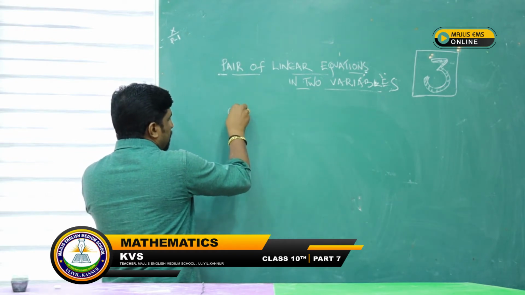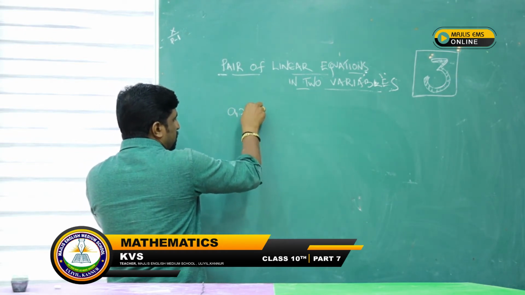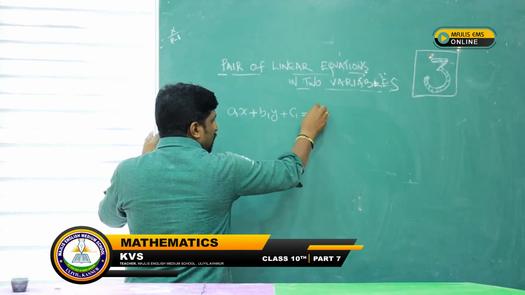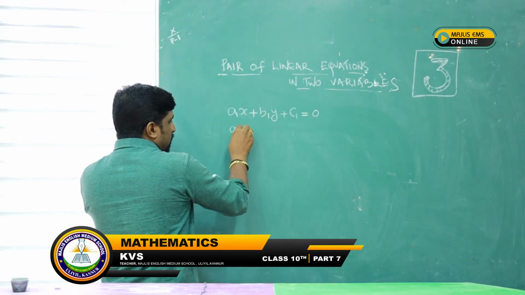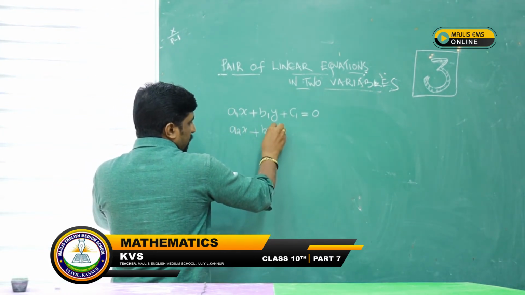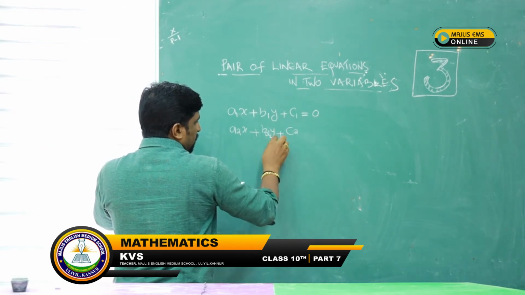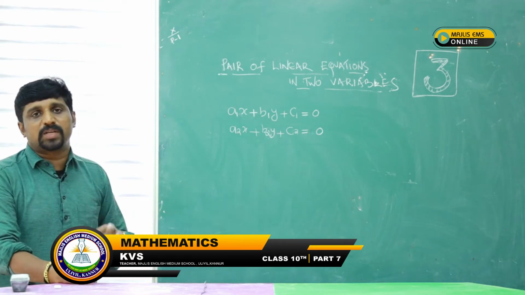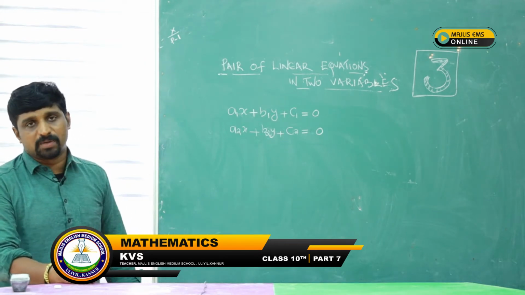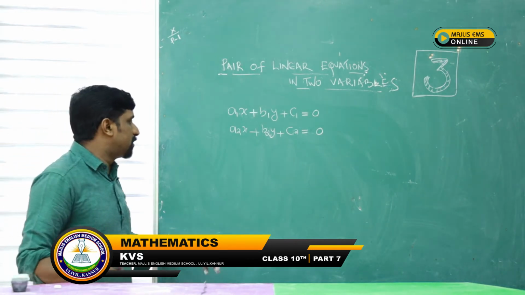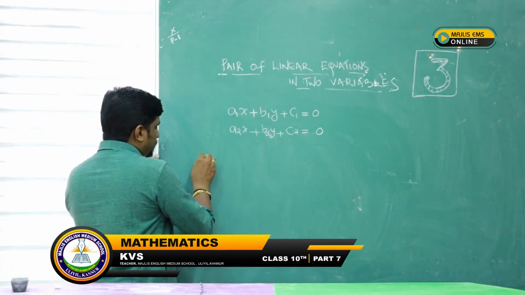I already told you the first equation is in the form a1x plus b1y plus c1 equal to 0, and a2x plus b2y plus c2 equal to 0. This is the standard form of a pair of linear equations in two variables. Just I can give an example.